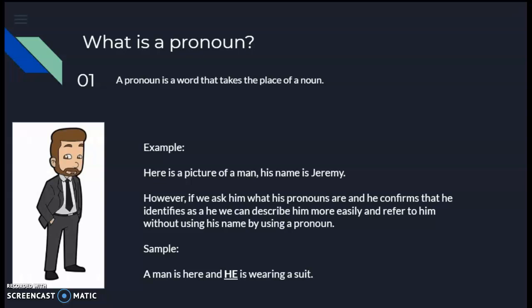What is a pronoun? A pronoun is a word that takes the place of a noun. Here's an example. Here's a picture of a man. His name is Jeremy. However, if we ask him what his pronouns are and he confirms that he identifies as a he, we can describe him more easily and refer to him without using his name by using a pronoun. So, a man is here and he is wearing a suit.